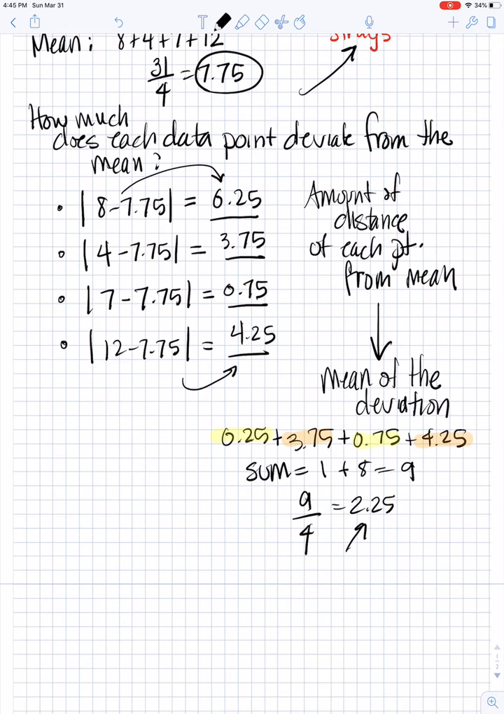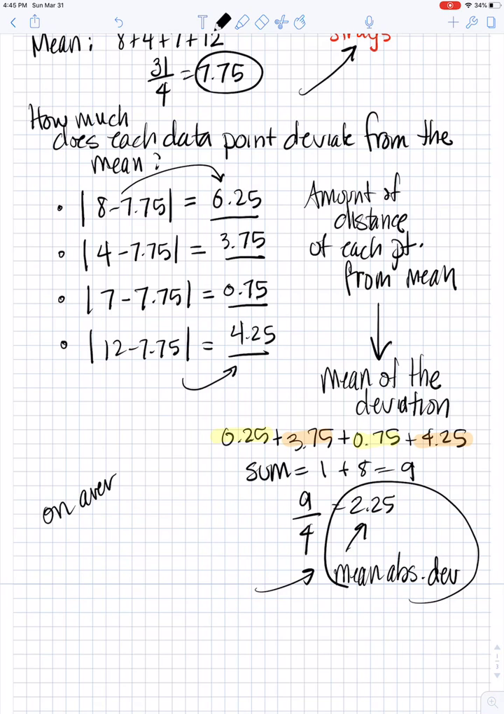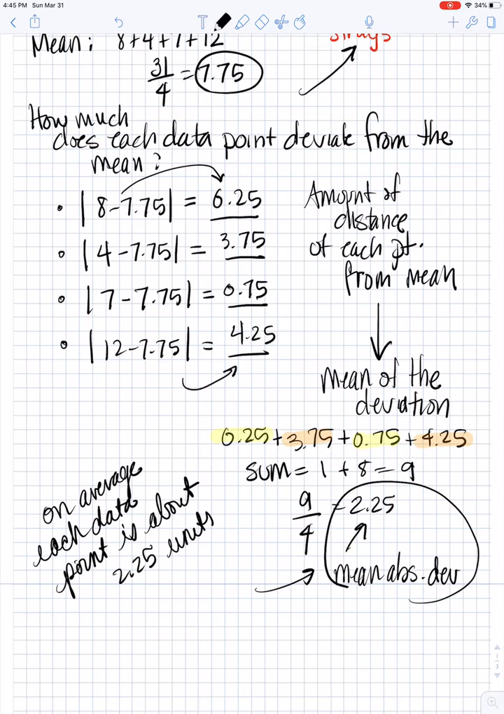This value is the mean absolute deviation. And what does it mean? It means on average, each data point is about, I'm saying about because we had to round it, is about 2.25 units away from the mean. And that's all there is to it.